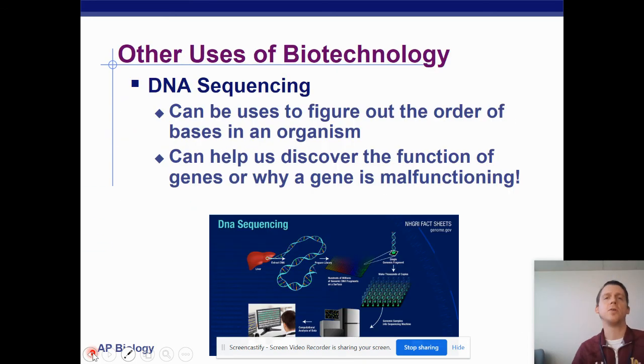What are some other uses of biotechnology? So some other uses include DNA sequencing. We can actually use computers and some techniques to figure out the order of bases in an organism's cell. So we can read the entire genome, letter by letter, A, T, T, G, G, C, C. So it can help us discover the function of genes, or it can help us discover why a gene may be malfunctioning. DNA sequencing is pretty important.